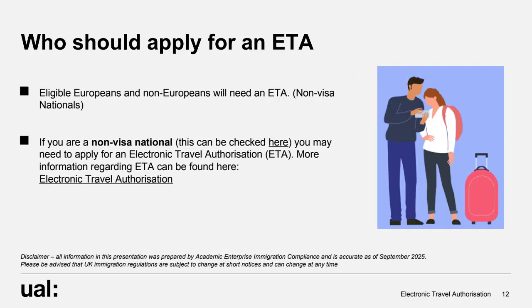Who should apply for an ETA? All eligible Europeans and non-Europeans will need an ETA. We class these people as non-visa nationals. If you are a non-visa national, you can check. Again, we can send you this link as well. You can check whether your nationality fits into the ETA scheme. You will need to apply for an ETA before you come to the UK.